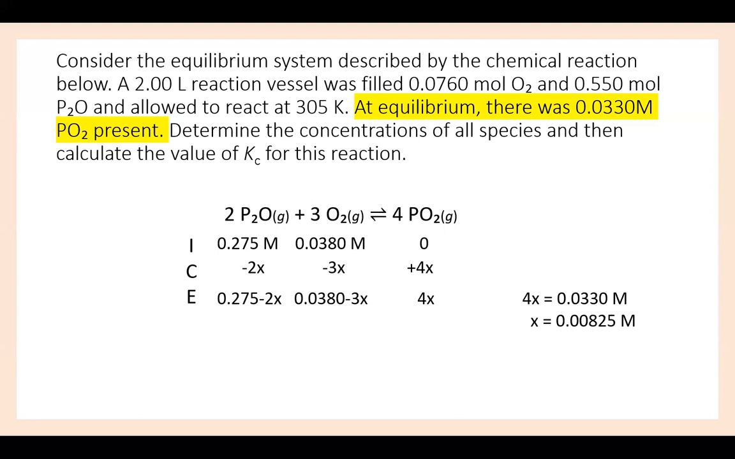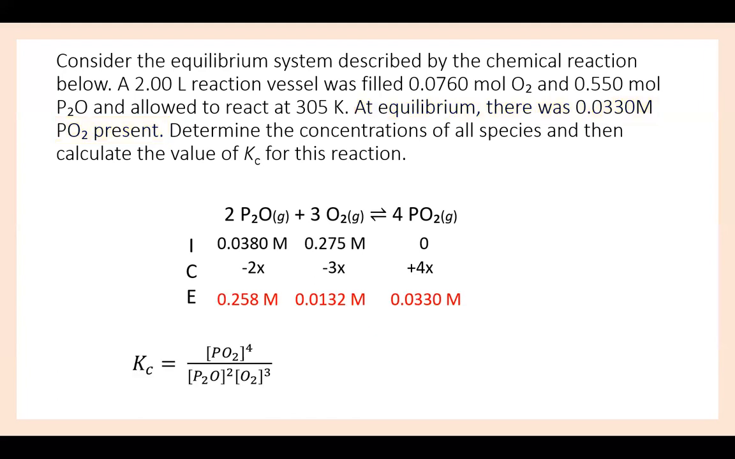We use the value of X to solve for the other concentrations. So at equilibrium, we have 0.258 molar P2O and 0.0132 molar O2. Now we can use those concentrations in the equilibrium expression and solve for Kc. When we do that, we get a Kc value of 7.75.